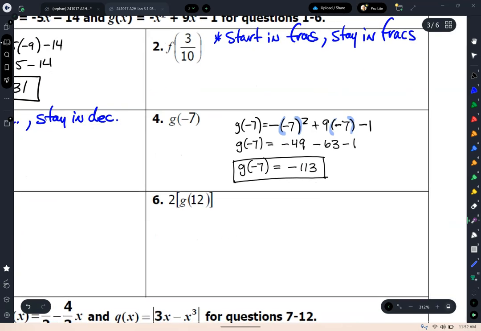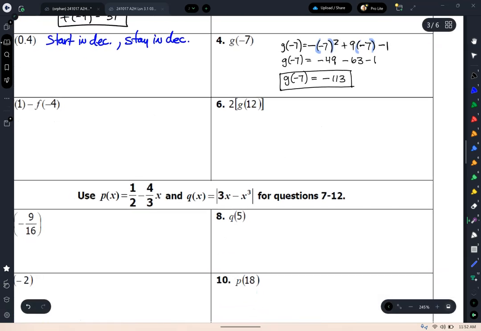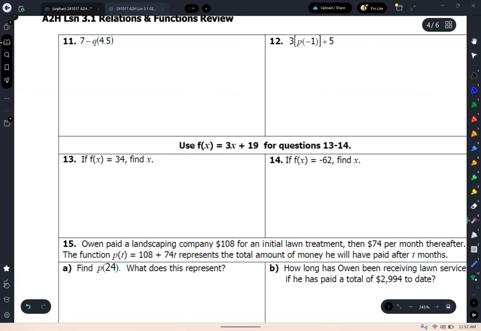What do you think you would do with this question right here? Yeah, I got negative. The final answer. No, you're negative 49. You would do g of 12, right? Right. And then multiply by 2. Okay, all right. Let's go to the back side. Shall we?